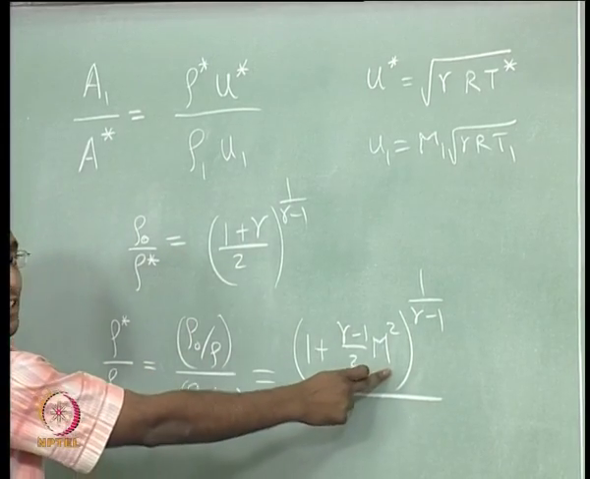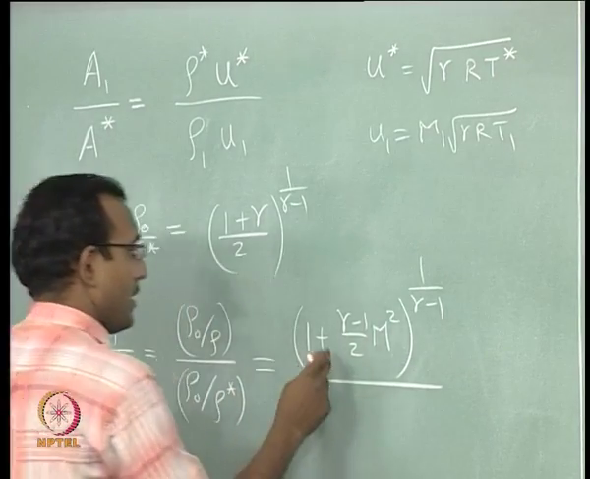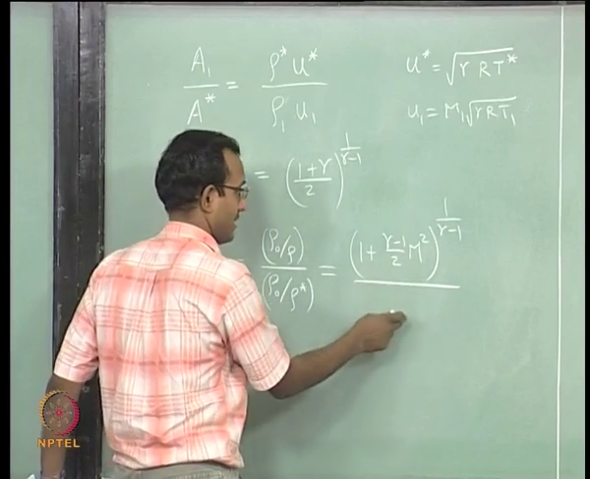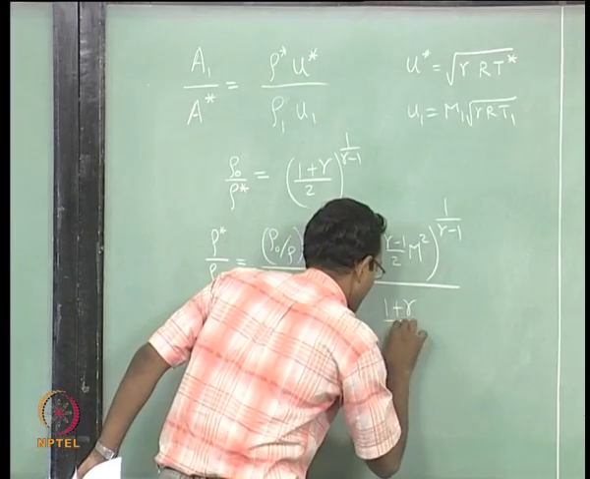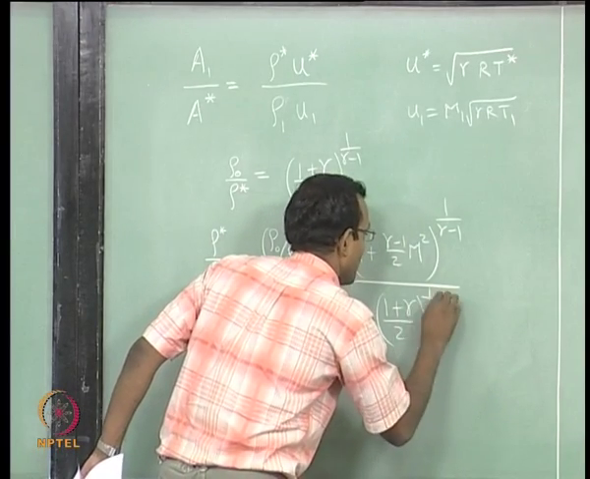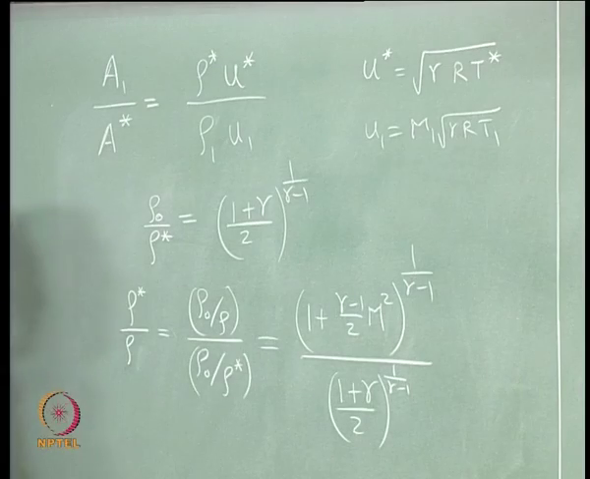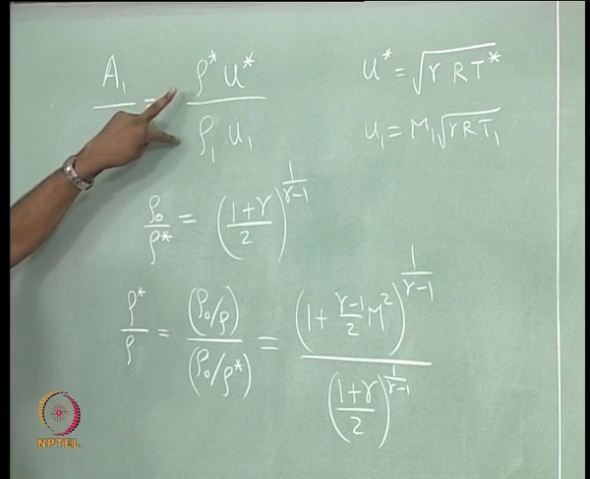It should be m1, I just made it m, we just dropped the subscript, and the denominator should actually be the star condition, m equal to 1. That expression here will just come out to be 1 plus gamma by 2, to the power 1 by gamma minus 1. This is my expression for rho star by rho 1, or rho star by rho.